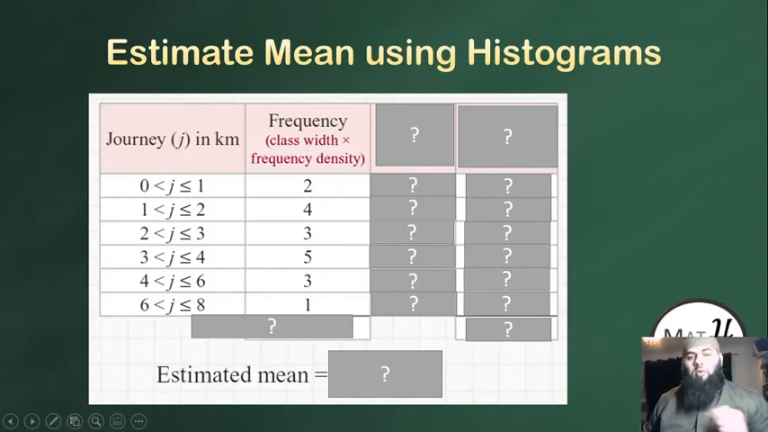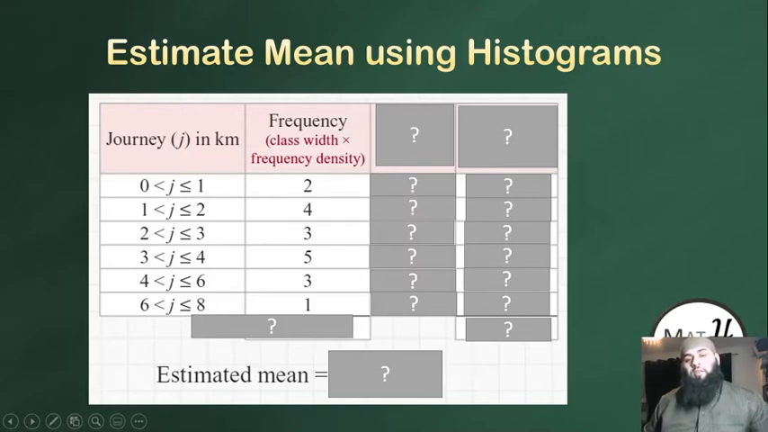So first and foremost, what we have to do is when we're given something like a frequency table with different ranges from 0 to 1, 1 to 2. Let's talk about a journey in kilometers and talk about frequency. Maybe talking about how many people walked. So how long distances did people walk? So people who walked from 0 to 1 kilometers, there were 2 people. There's 4 people that walked between 1 to 2 kilometers, and so on and so forth.